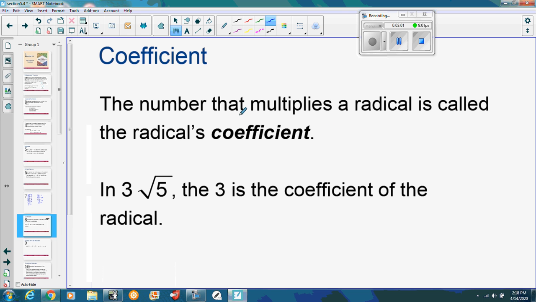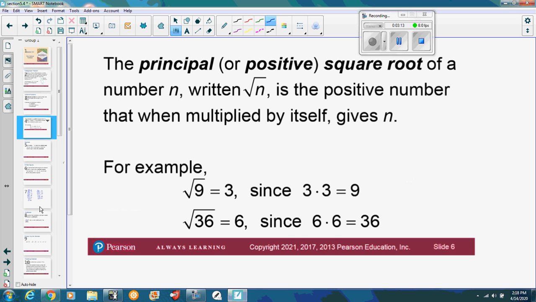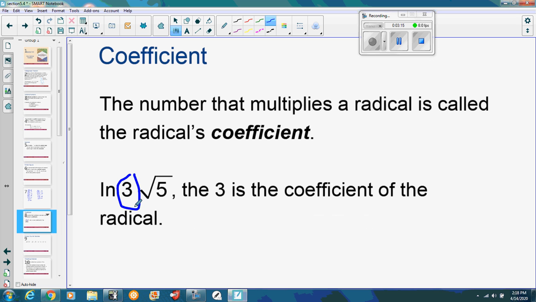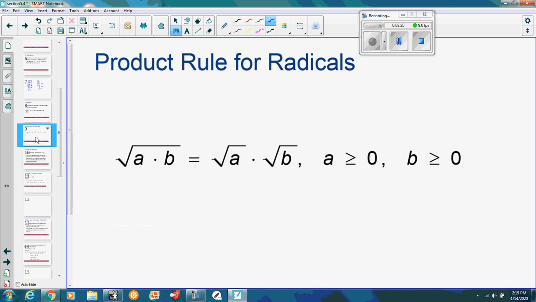Okay, a number that multiplies a radical is called the coefficient. So this 3 here is called the coefficient. Okay, that's the number in front of the radical. So that would never go underneath, all right? So it would never become radical 15. It always stays out front because in order to multiply, they both have to be radicals. So if they're both radicals, then you can multiply them together. So radical A times radical B is radical whatever A times B is.